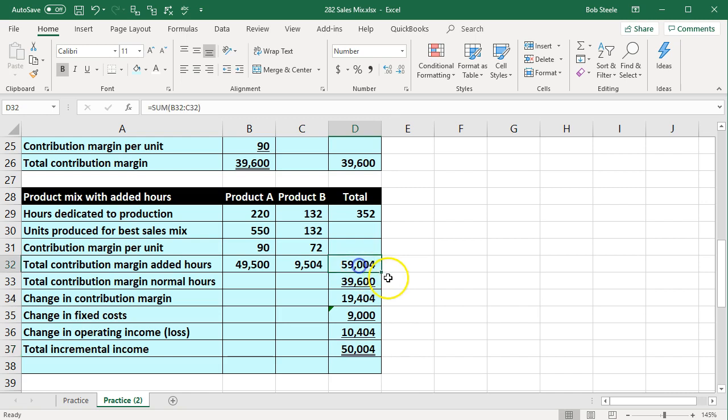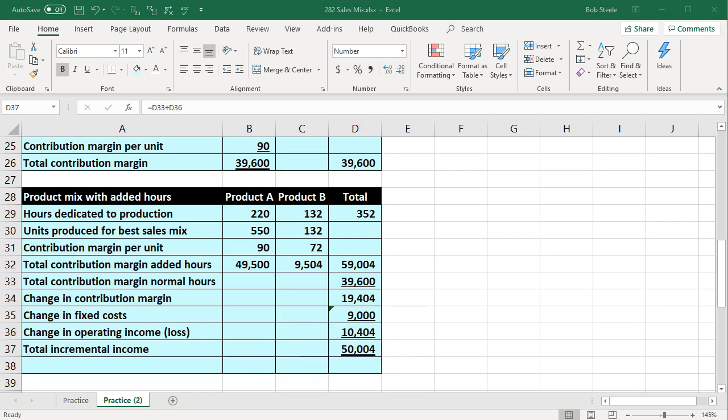So again, we got the total contribution margin for the new scenario, and that doesn't take into account the fixed costs. We then subtracted out the contribution margin prior to that, which gave us the 19,404. And then we took into account the change in the fixed costs, giving us the change in the operating income, 10,404. We took then the prior contribution margin plus the change amount here, and that's going to give us the total incremental income.